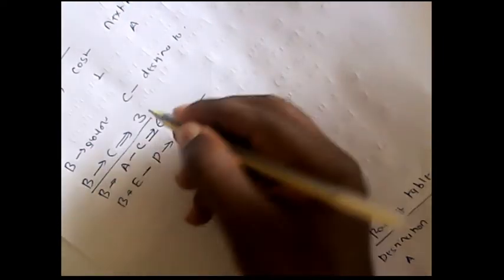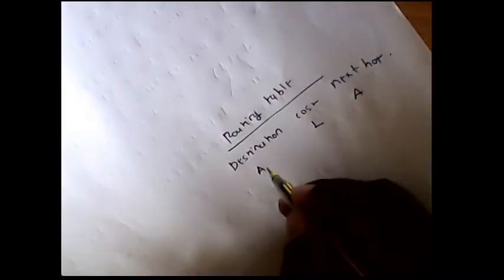So BEDC is another path and the cost is 15. So which one is selected? That is the minimum cost. So destination is C, minimum cost is 3 and next hop will be C itself.